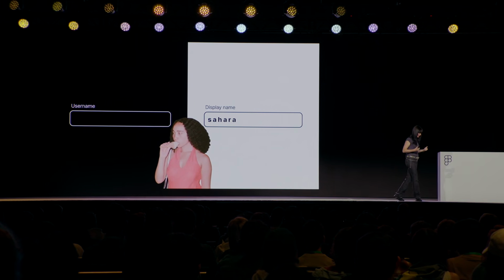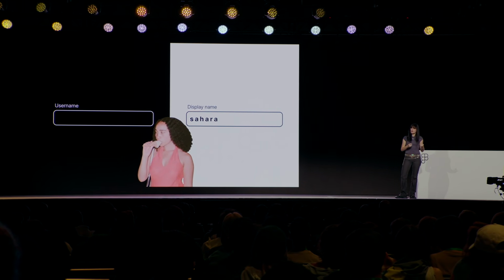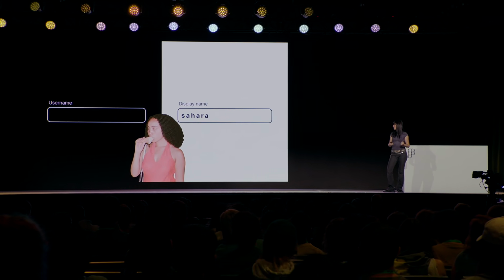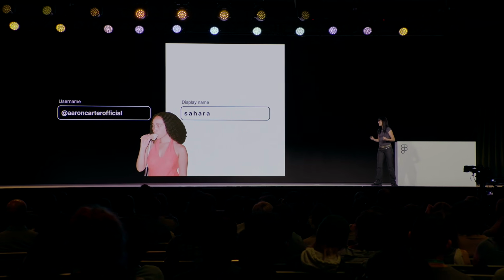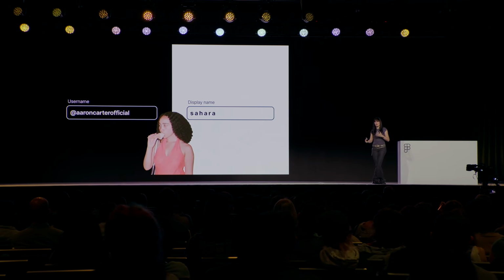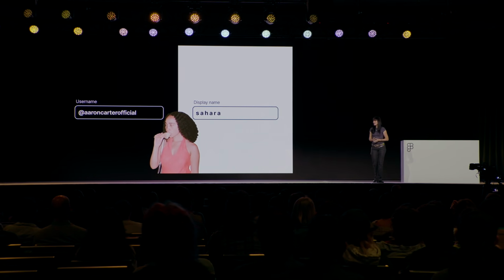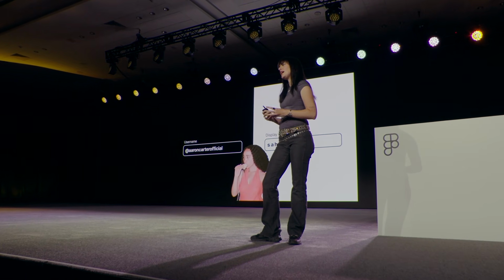Like for my friend Sahara, who for a long time across social media platforms has had the username Aaron Carter Official, which stirred a little bit of drama when the real Aaron Carter passed away. So in this simulation, the real Aaron Carter is Aaron Carter, but the real Aaron Carter Official is actually my friend Sahara. And I was seeing what happens even when a username reaches that fourth and final stage of hyperreality.